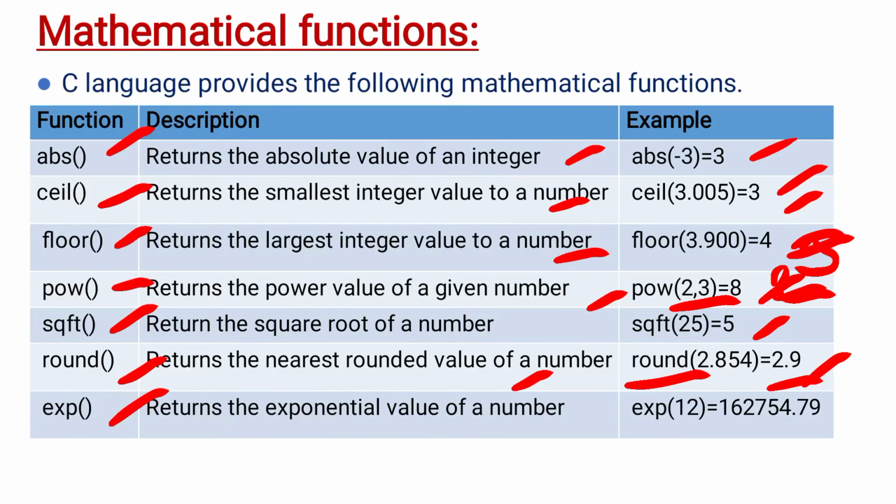Next, the exponential function. The exponential function is used to return the exponential value of a given number. Here I am giving 12 to the exponential function, exponential of 12. That exponential of 12 value is this. So this is what we will get as the result. So these are the mathematical functions which are supported by C language.